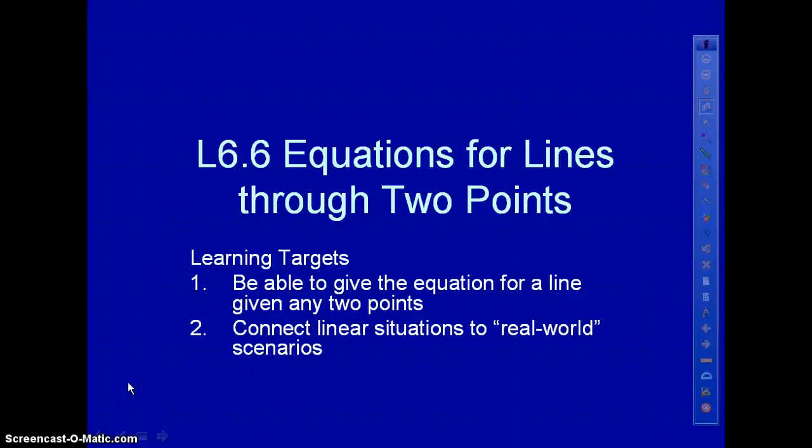Hey everyone, lesson 6.6, equations for lines through 2 points. After today's lesson, notes on your own and then the in-class stuff, you should be able to give the equation for a line, given any 2 points on that line. And also we are going to continue to connect linear situations to real world scenarios.